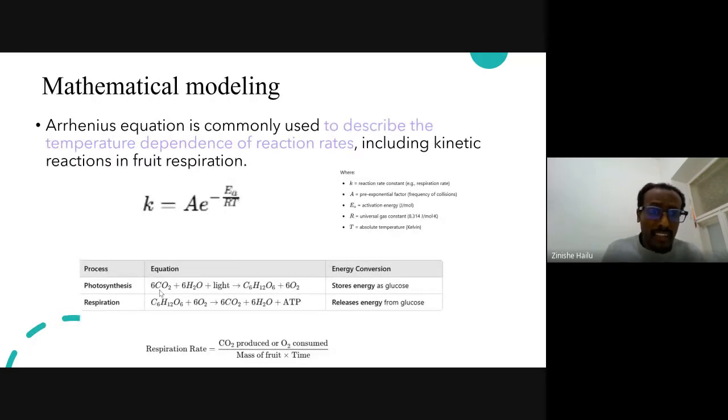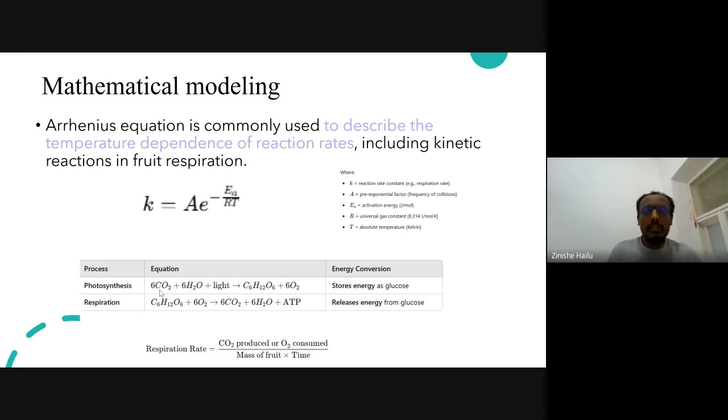So in the second part, we'll see the mathematical modeling. This is a very advanced level. Let's say we have a measurement of reaction rate. This is the theoretical model developed by Arrhenius. This is the Arrhenius equation, which is used to characterize the temperature dependence of reaction rate.